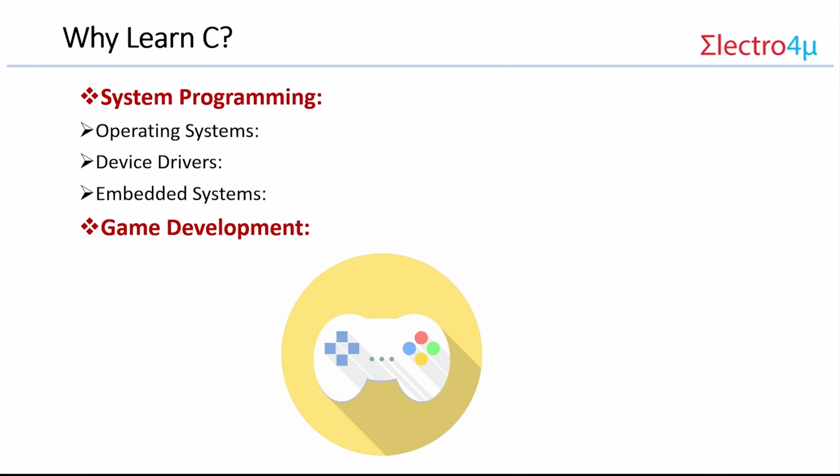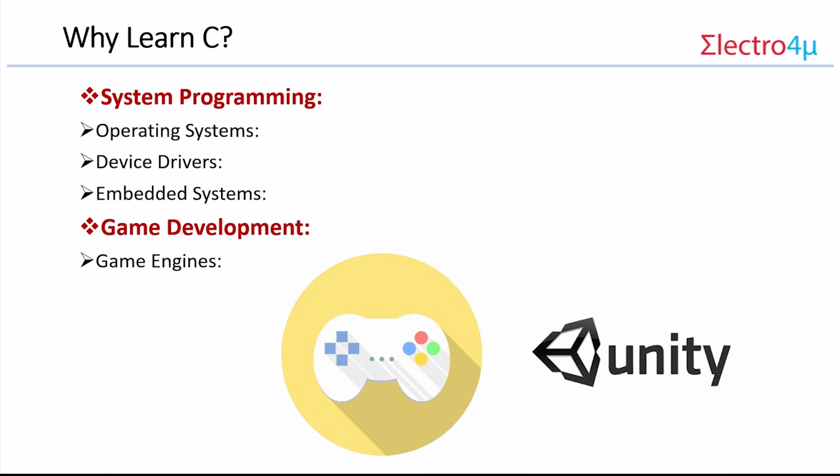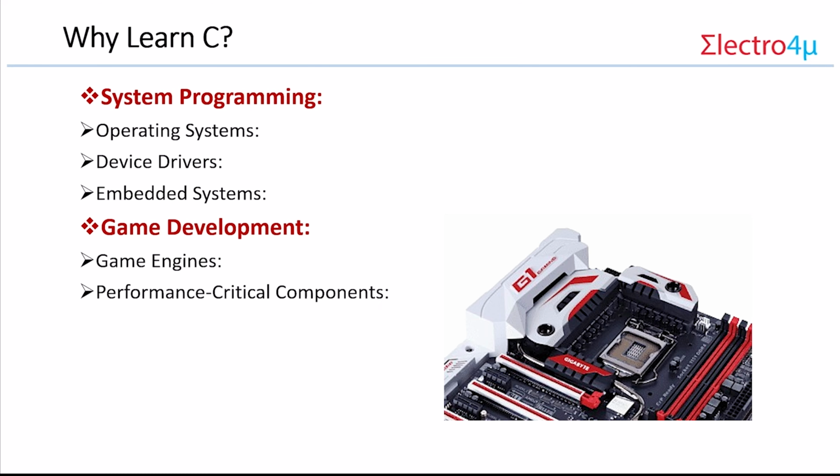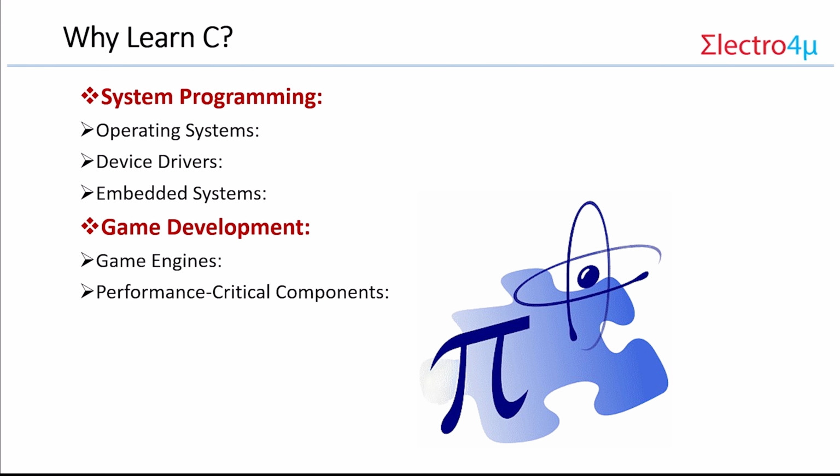Game development. Game engines. Many game engines, including Unity and Unreal Engine, have C++ components, and understanding C can be beneficial. Performance-critical components. C can be used to write high-performance game components like physics engines and rendering pipelines.